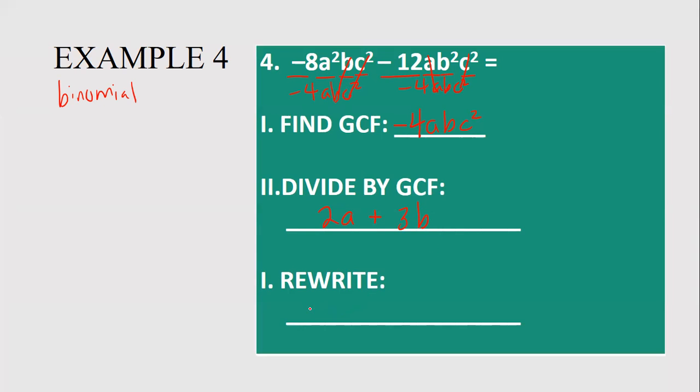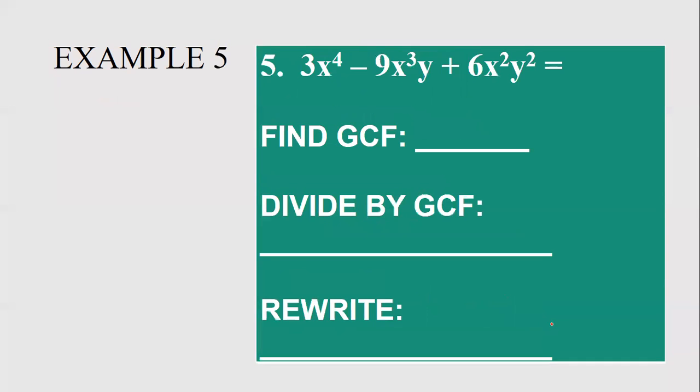So it's your GCF times your quotient. So we have -4ABC squared times 2A plus 3B. Super easy, right? Good? All right.